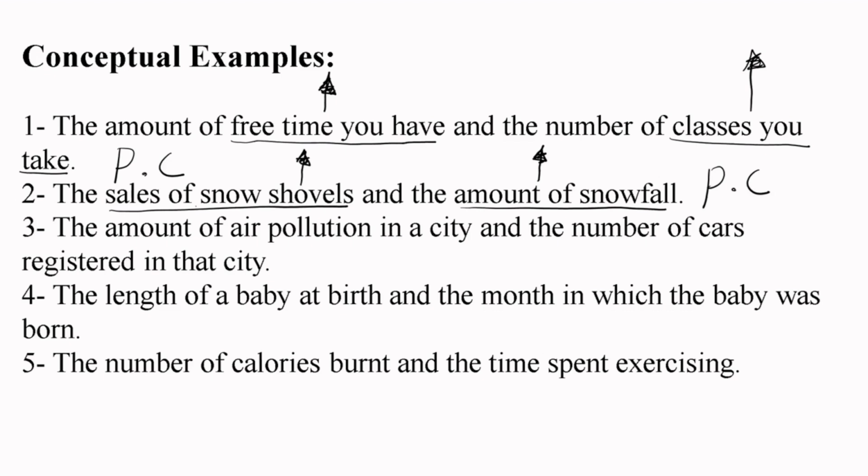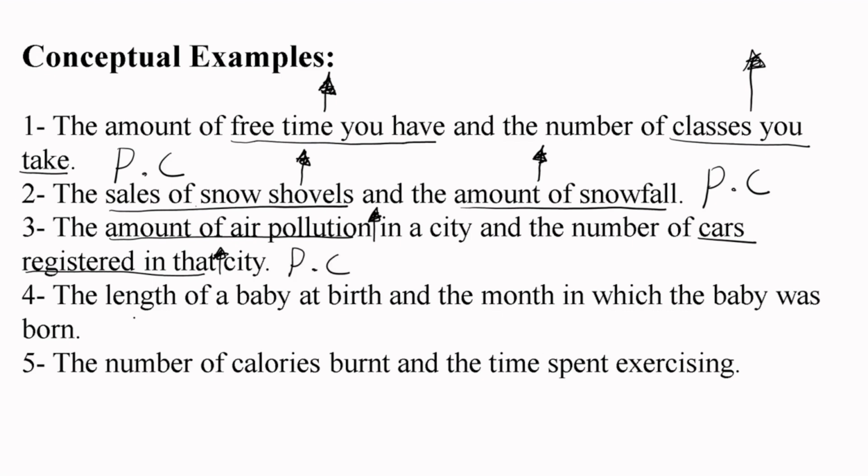The amount of air pollution, so the first group is air pollution in a city and the number of cars registered in that city. It's really simple. If we have more cars, definitely we are going to have more pollution. So both of them are increasing. Again, this one is going to be positive correlation.